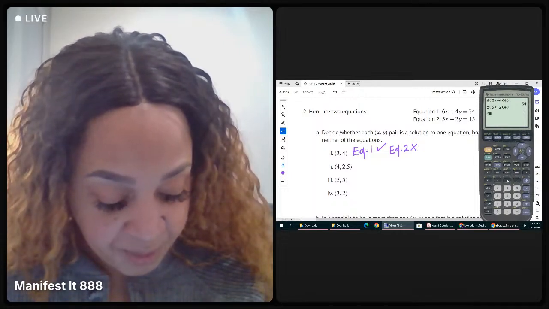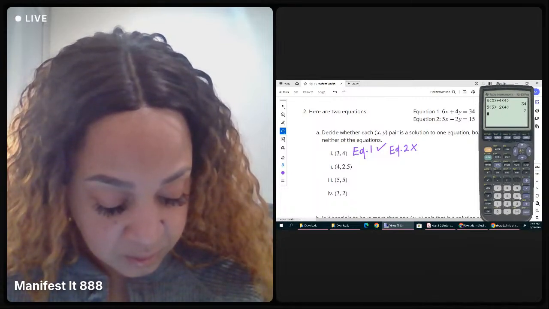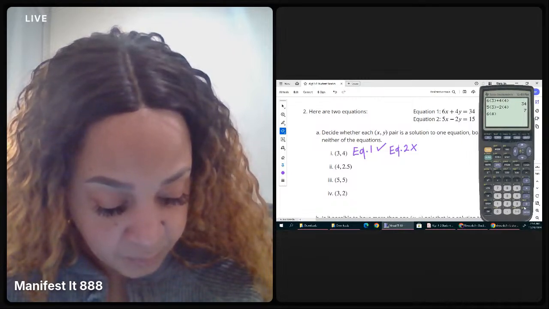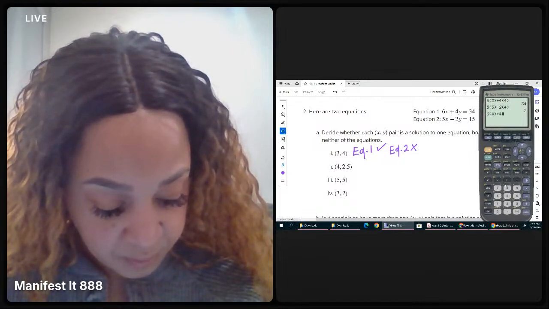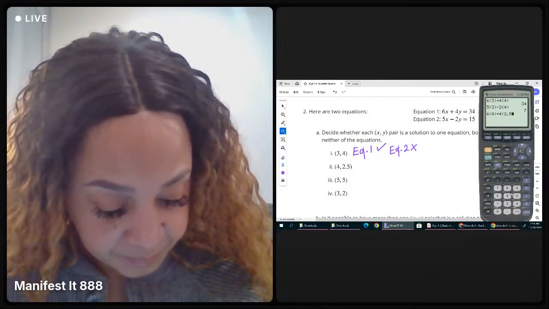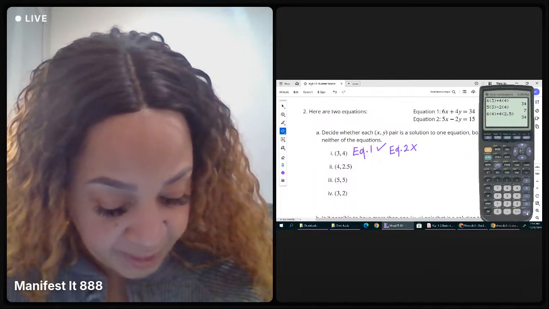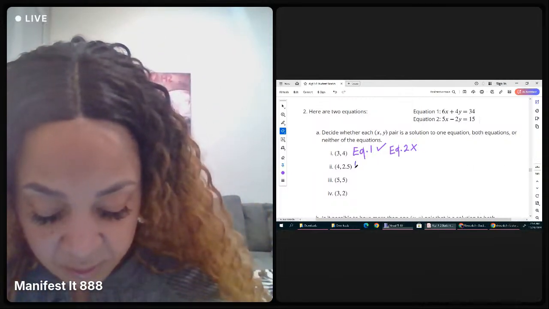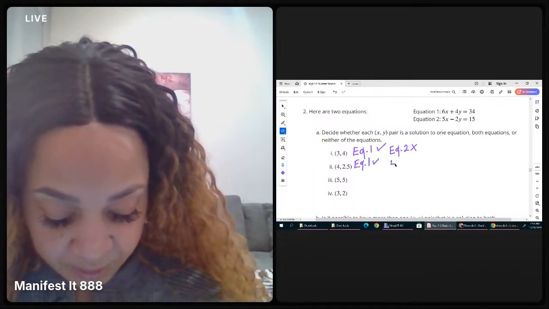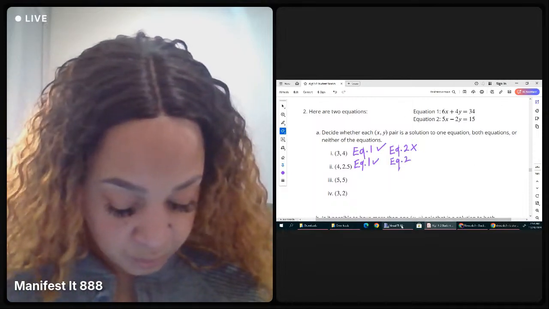All right, so we're going to continue plugging in all of our values into the equation. So doing the next ordered pair, I would have 6 times 4 plus 4 times 2.5. That's supposed to be equal to 34, and it is. So again, the next ordered pair works for equation 1. Now we're going to check whether or not it works for equation 2.